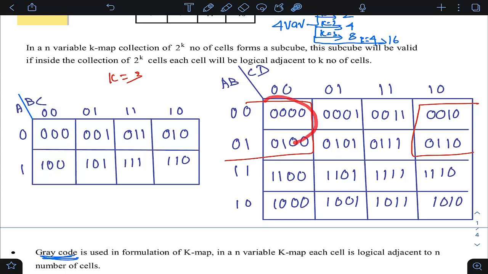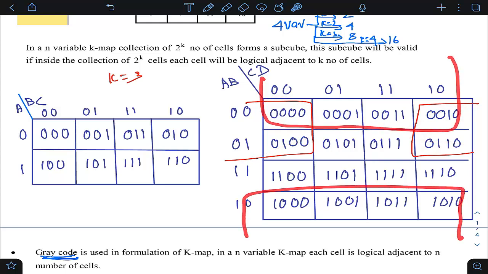So we can do grouping like this. In the same way, you can do the grouping like this also. This collection of 8 cells again has k value 3, so each cell is logically adjacent to 3 cells inside this collection.